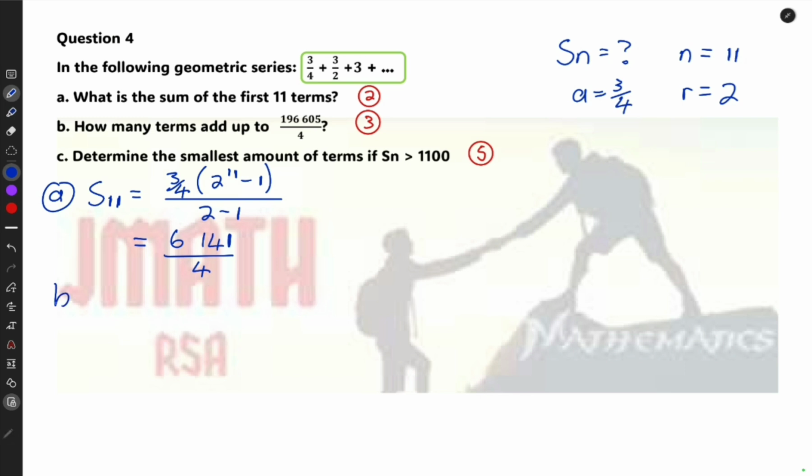Question B. How many terms add up to that fraction? So, updating my list, I am going to work out what's N, but I know Sn is this big fraction over here.